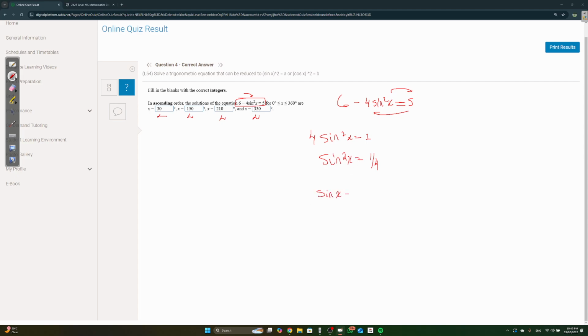So you're going to get sine x is equal to plus or minus root 1 over 4. They gave you between 0 and 360, so between any of these we don't know which quadrant. Okay, so you're going to solve once.